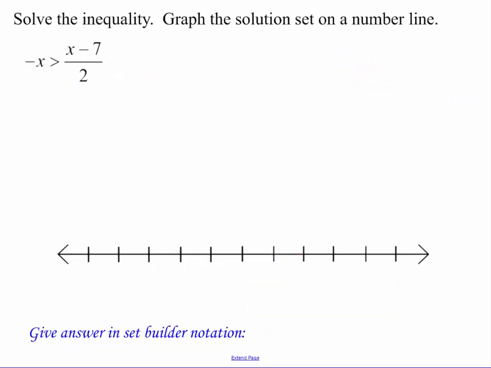Okay, solving this inequality. Get rid of that 2 in the bottom. So I multiply both sides by 2. Now, even though the x is negative, I leave that as negative 2x. I don't switch the sign because the 2 wasn't negative. You only switch the sign if the number you're multiplying or dividing by is negative. Okay, then I subtract x from both sides.